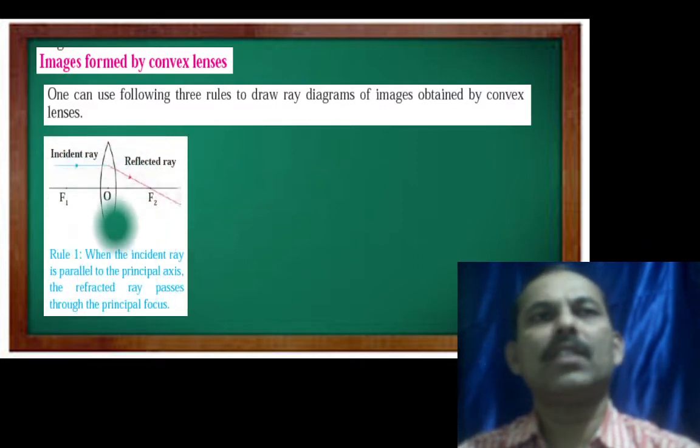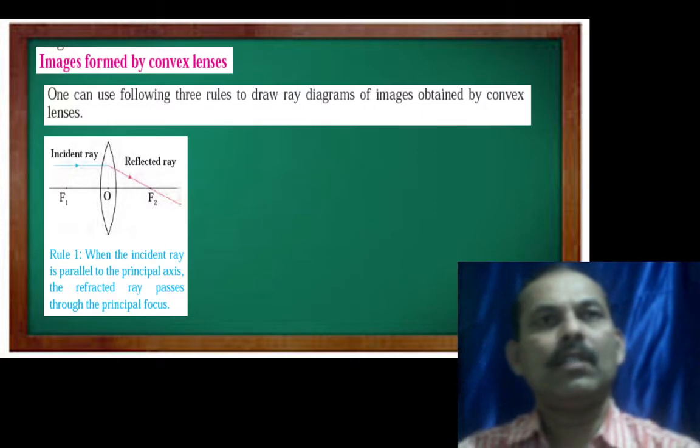Out of them, first is an incident ray which, when it passes through the convex lens, gets refracted and passes through the principal focus. When the incident ray is parallel to the principal axis, the refracted ray passes through the principal focus. This is the principal focus.